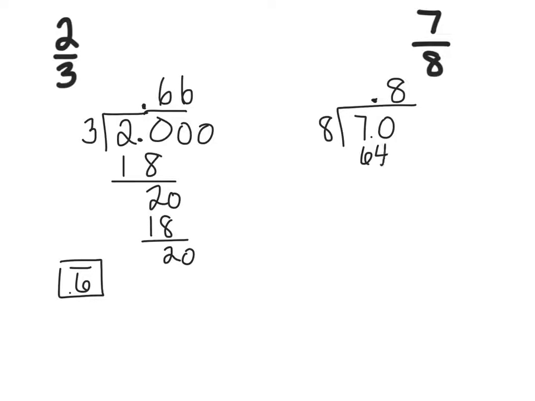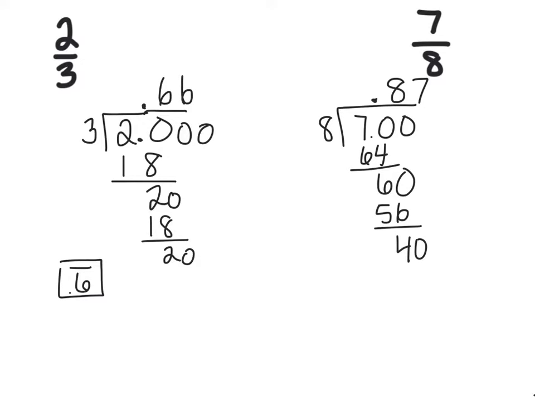So 8 times 8 is 64. 70 minus 64 is 6. 8 doesn't go into 6. So like I've been doing this whole time, I'm going to bring down a 0. What can I multiply 8 by to get as close to 60 as possible? Well, 8 times 7 is 56. So I'm here. 60 minus 56 is 4.